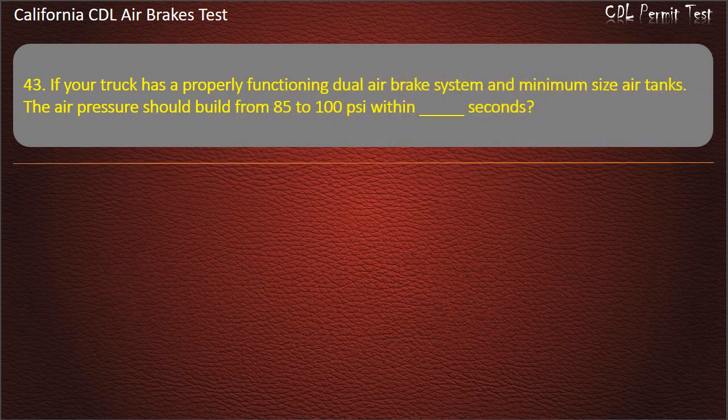Question 43. If your truck has a properly functioning dual air brake system and minimum size air tanks, the air pressure should build from 85 to 100 pounds per square inch within seconds. 20. 60. 45. Answer. 45.